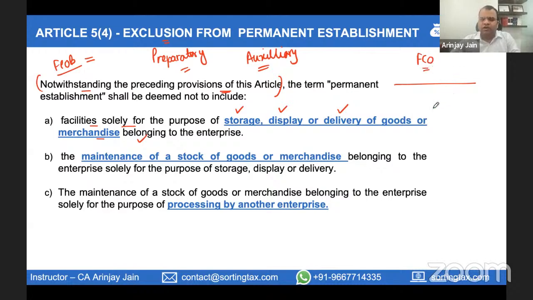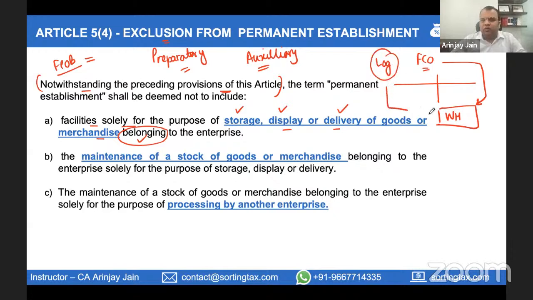So let's say there's a foreign company, and there is a warehouse in the source state. This foreign company stores goods which belong to the foreign company. It is not storing on someone else's behalf. And this is being used for the purpose of display or delivery of the foreign enterprise. Let's assume this warehouse is run by a third company which owns this warehouse. The foreign company does not have any right to this place at its own disposal, right? And it just uses it for the purpose of the storage, display, or delivery of goods.